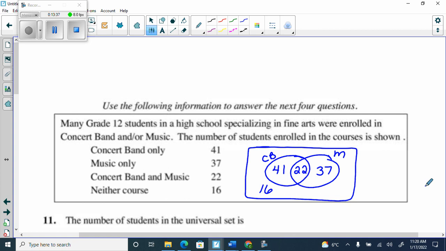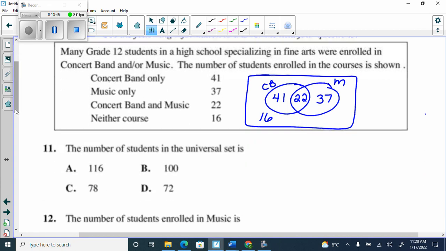So we do 22, 59, 60, 80, 96. That isn't an answer. 116, how bad did I count? 37 and 22, 59, 59, 60, 100, and 16. I think I added 20 instead of 40. Who knows? Bad math. 116.